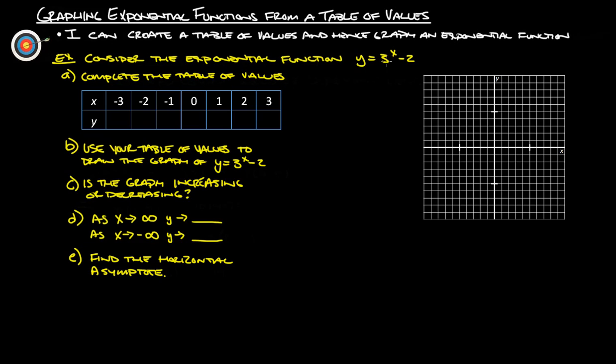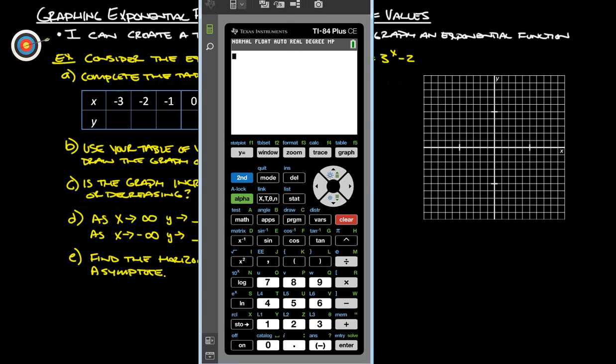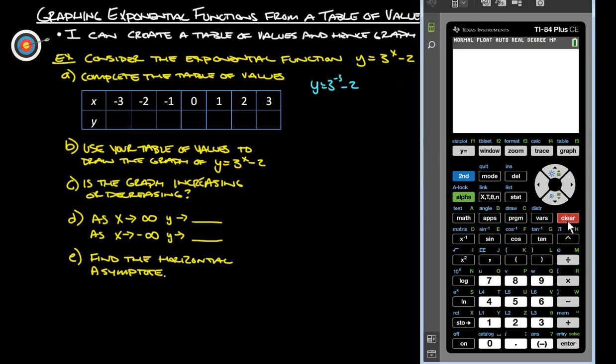Example, consider the exponential function y equals 3 to the x minus 2. Complete the table of values, and then we'll look at these other things here. So -3. That means we're going to plug in -3 for this x, right? So we've got y equals 3 to the -3rd minus 2, right? So really that's 1 over 3 cubed minus 2. So you know what? We can probably just put these into the calculator.